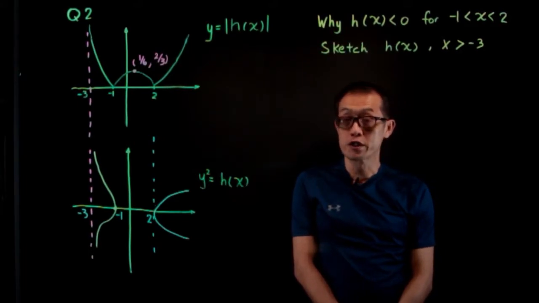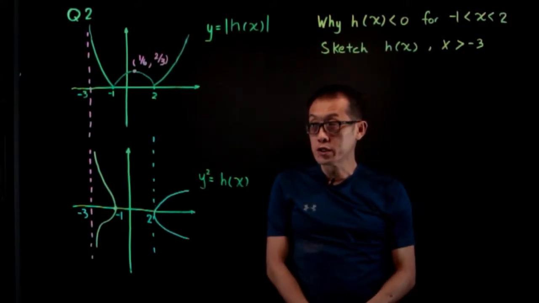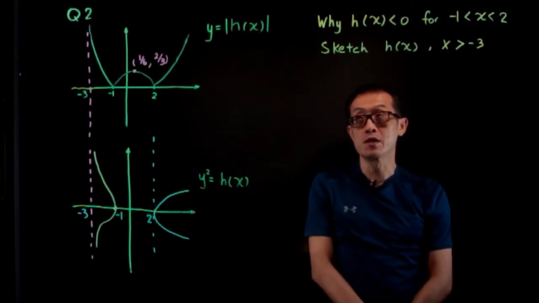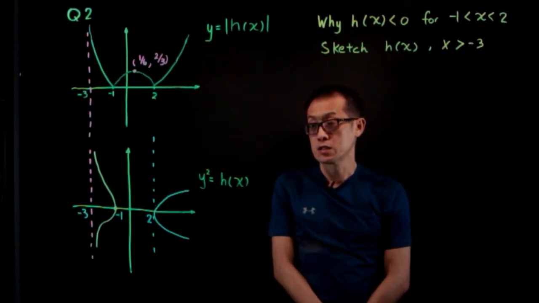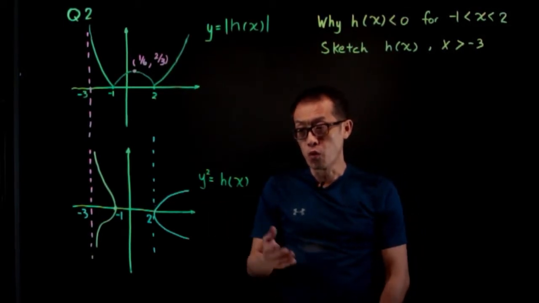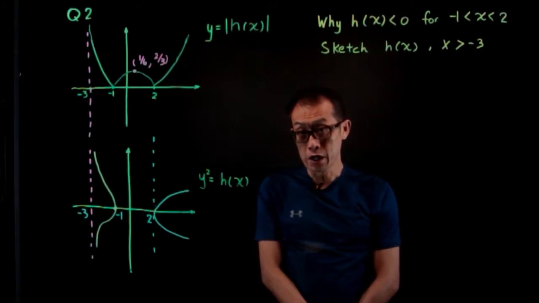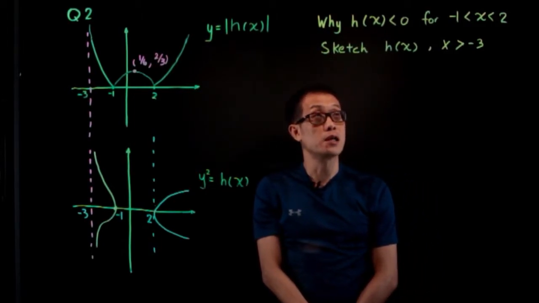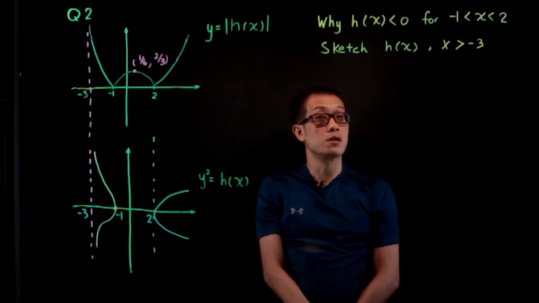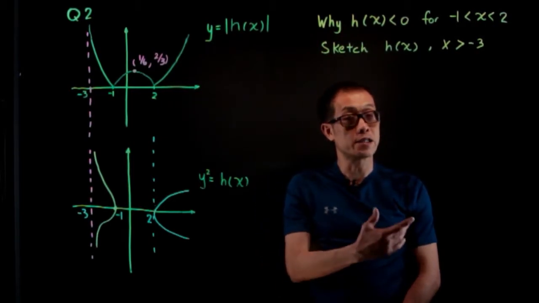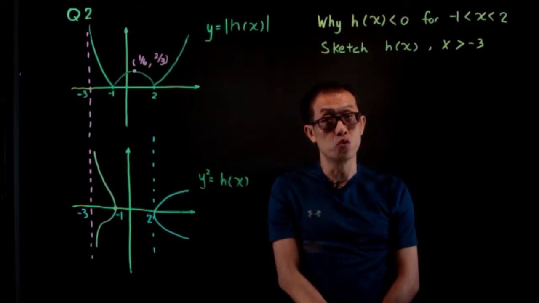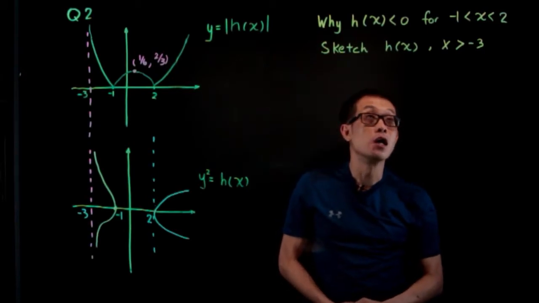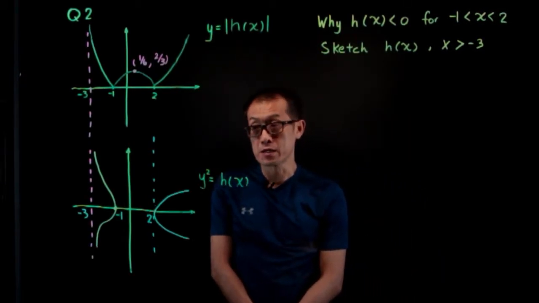Hi, we have come to question number 2. We are given two graphs. The first graph is y equals mod h of x. The second graph is y squared equals h of x. Now, we are asked to explain why h of x is smaller than 0 for values of x between minus 1 and 2. And later on, we are also asked to sketch h of x for x greater than minus 3.